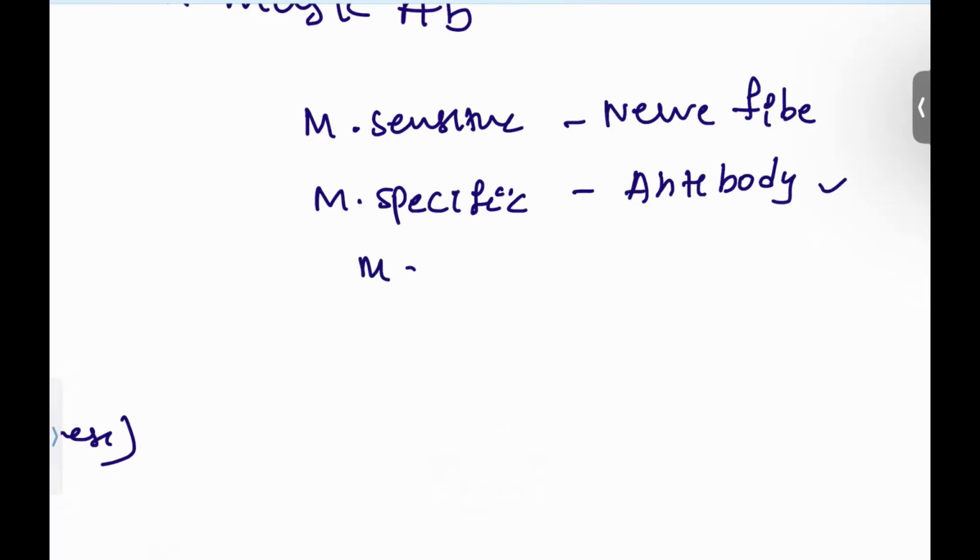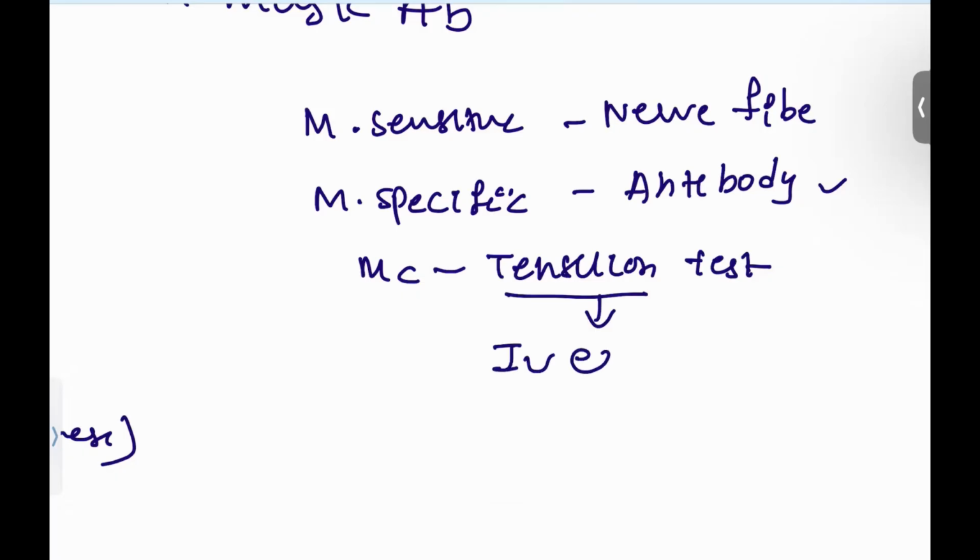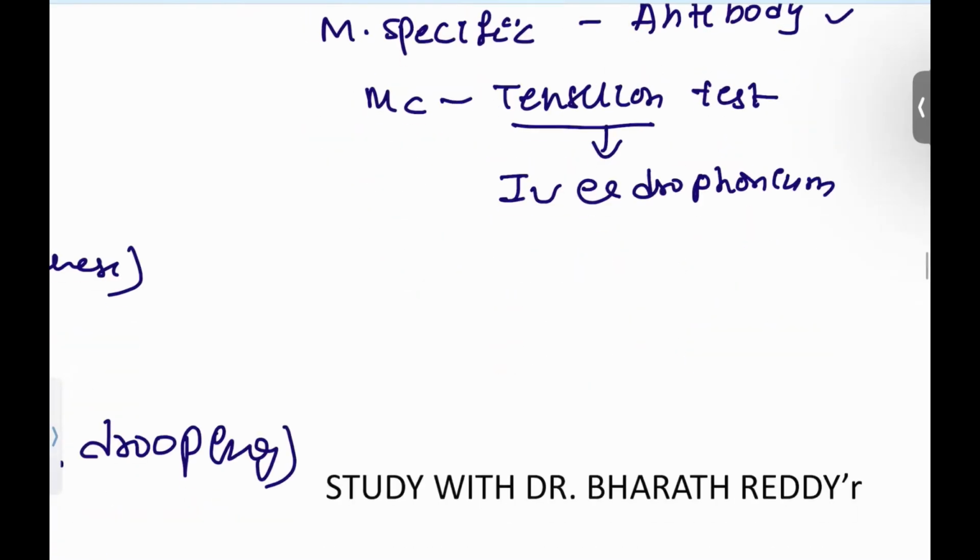But most commonly, the Tensilon test or the antibody test will be done. For the Tensilon test, what is the drug we are going to use? We are going to use IV edrophonium. If you give the edrophonium to this patient, the ptosis is going to improve. Then the confirmation of myasthenia gravis is established.